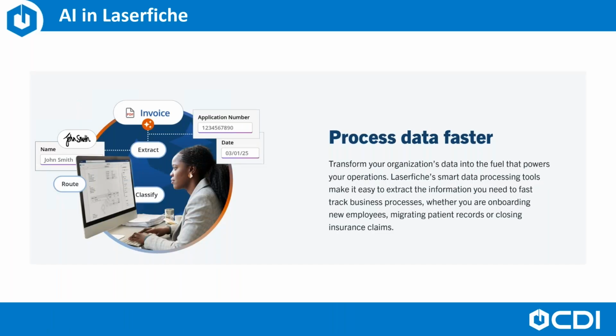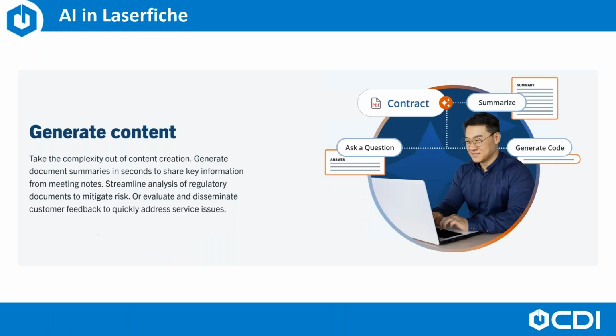So what can AI do for us within Laserfiche? The AI tools in Laserfiche will help you do a number of things. They'll help you process data faster, transforming your organization's data into the fuel that empowers your operations. Laserfiche's smart data processing tools make it easy to extract the information you need to fast-track business processes, whether you're onboarding new employees or migrating patient records or closing insurance claims. AI, if nothing else, proposes the ability to move faster.